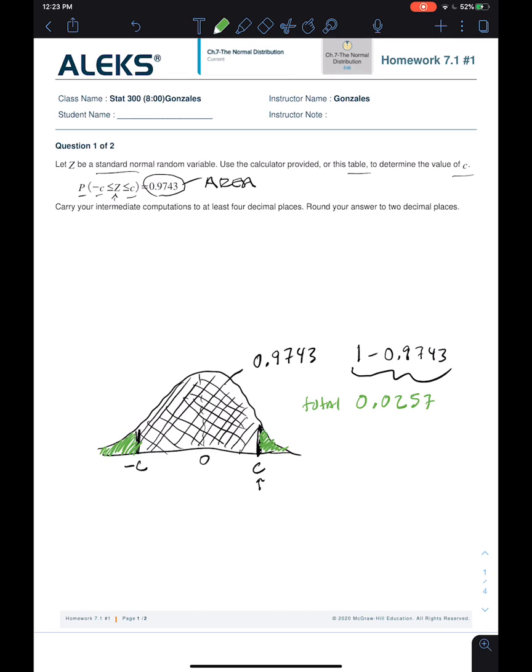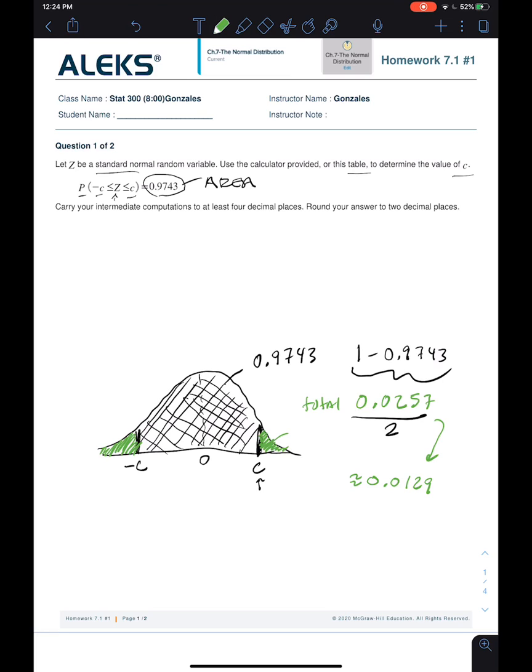I would like to know what half the green is. So if I want to know half the green, I take this green value and divide by 2. And so now half the green is going to be, I'm going to have to round a little bit, about 0.0129. That's half the green, right?